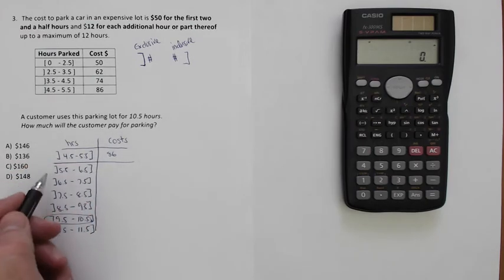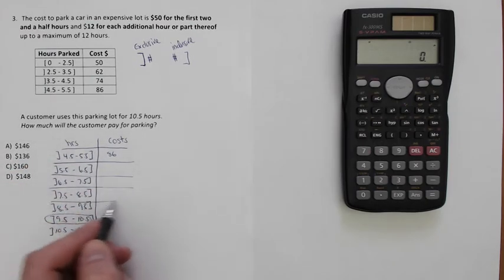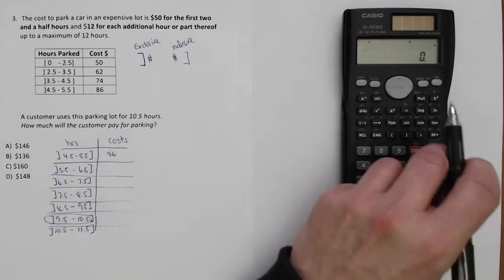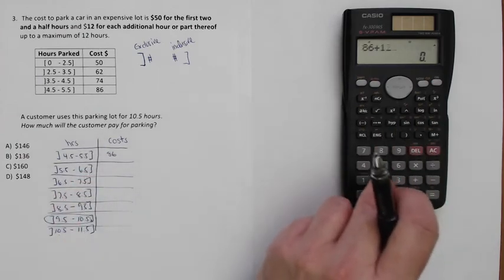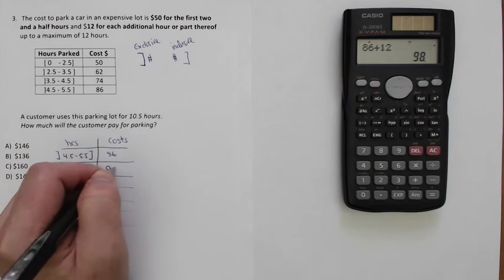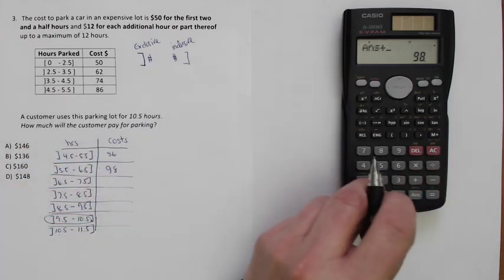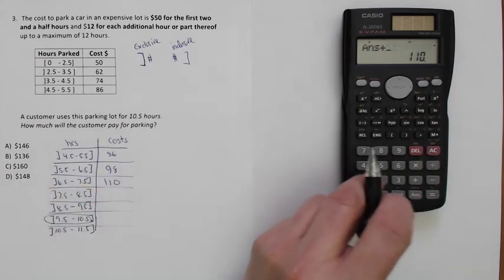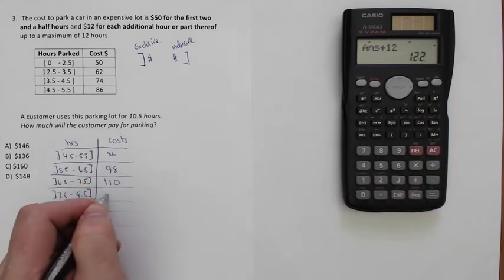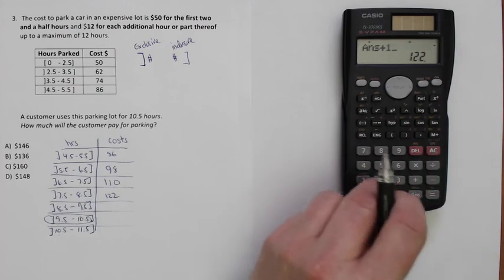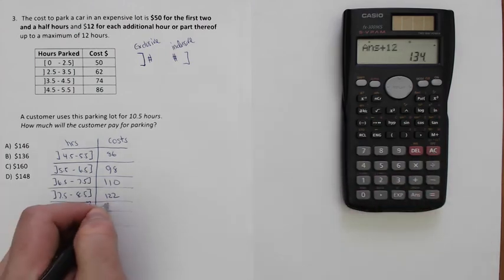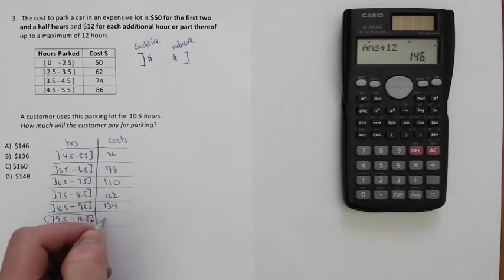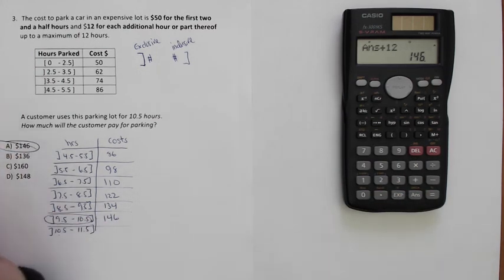So now we just have to duplicate the pattern in the numbers, which is really easy. We're just going to continue to add 12. So check it out. 86 plus 12 is 98. Plus 12 again, 110, 122, 134, 146, and we're done.